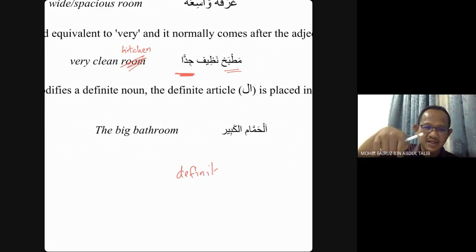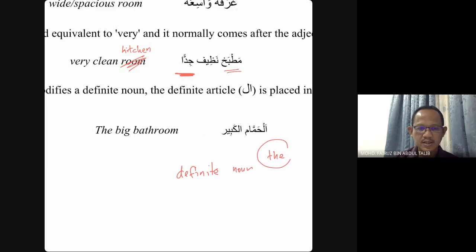Definite. You want to say this, you know which one, or this one, that one. The book, the university. So in English you use the word the, a definite noun. In English it is equivalent to the word the. So how do you say that in Arabic? How do you say the in Arabic?